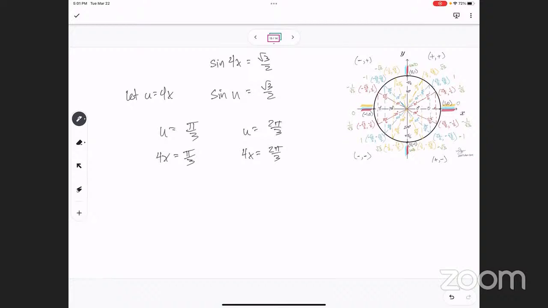Multiply by 1/4 or divide by 4, right? So what does x really equal here? It's pi over 12. Everybody get that? Did you get it? And x equals 2 pi over 12. I could write pi over 6, but I'm just going to write 2 pi over 12, okay? You're going to see why in a second.